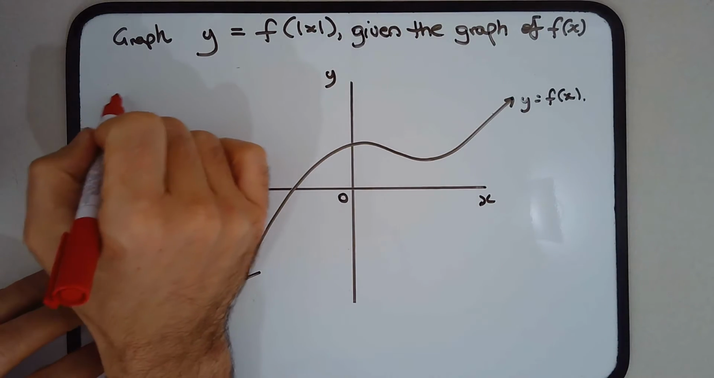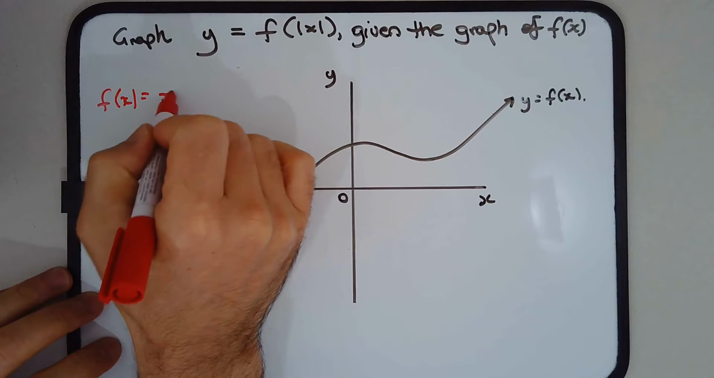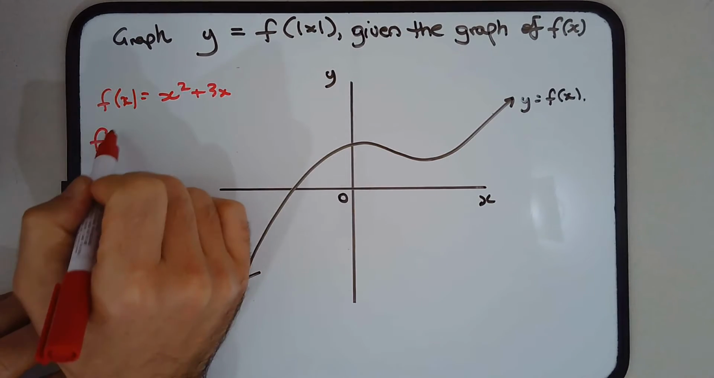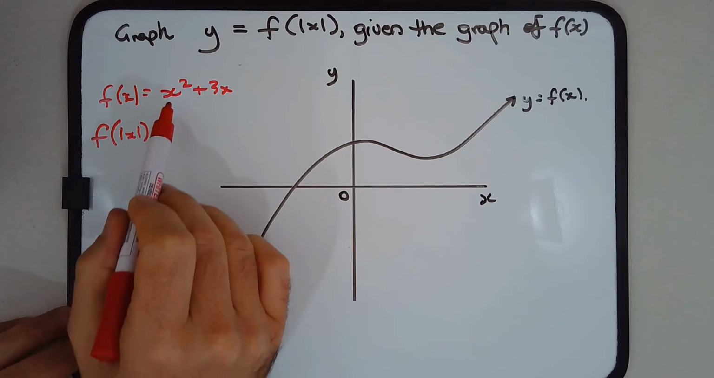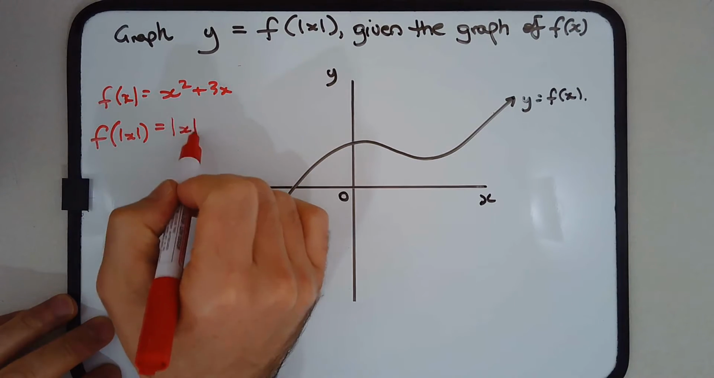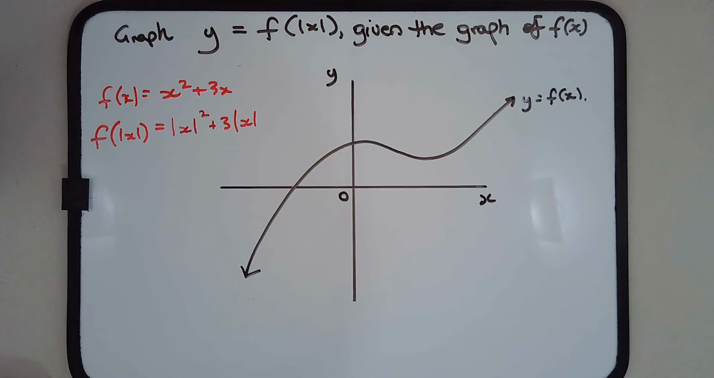As an example, let's say f of x is equal to x squared plus 3x. The f of the absolute value of x means that we're replacing all the terms in x with the absolute value of x. So, absolute value of x squared plus 3 times the absolute value of x. Algebraically, that's in fact what's going on.